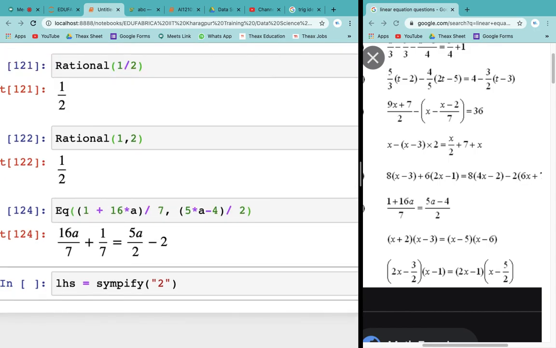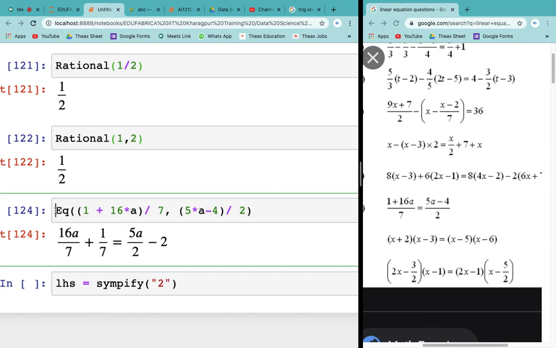Are we getting 16a plus 1 by 7? Yeah, so why are we not getting a complete one? It is fine. Okay, 1 plus 16a by 7 is equal to 5a minus 4. Yeah, okay. So this is the equation. It gives you this after breaking up the things accordingly, and that's fine. So this is the equation you have to solve. What's the value of a?